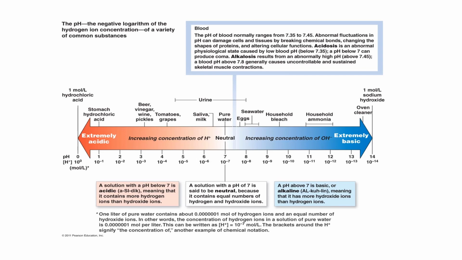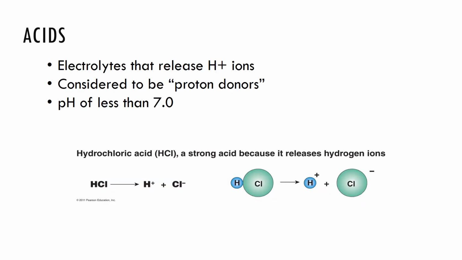The pH scale runs from 0 to 14. Acids are from 0 to just before 7, which is neutral. And anything above 7 up to 14 is considered to be basic. Now, acids are electrolytes that release hydrogen ions when placed in a solution. They're also considered to be proton donors. Again, they have a pH of less than 7. And a good example of a strong acid is hydrochloric acid. As the hydrogen ion concentration of a solution increases, the acidity also increases.